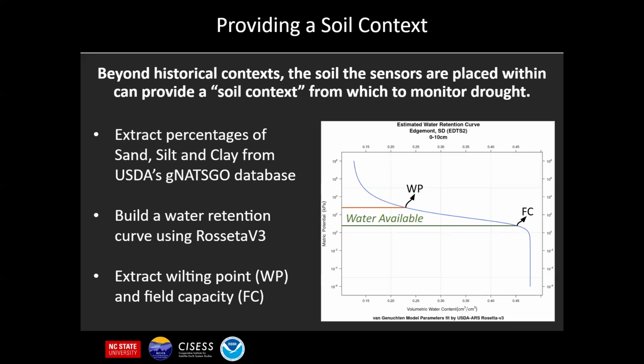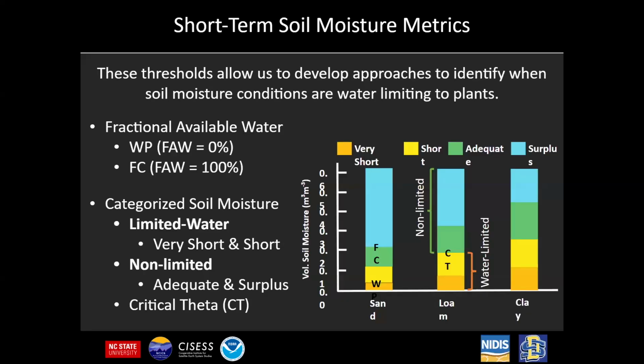For certain thresholds of matric potential, we can extract out wilting point, which is the lower end of plant available water, and field capacity, that's the upper end. So that gives you the full range of water available to plants. And from that, we can put together a couple of metrics. The ones that we're going to talk about in this presentation are fractional available water. For this, we're using wilting point and field capacity to see how much water we have available to plants currently observed, divided by the full range, so the difference between wilting point and field capacity. And this gives us a ratio. This is often expressed as a fraction, 0 to 1.